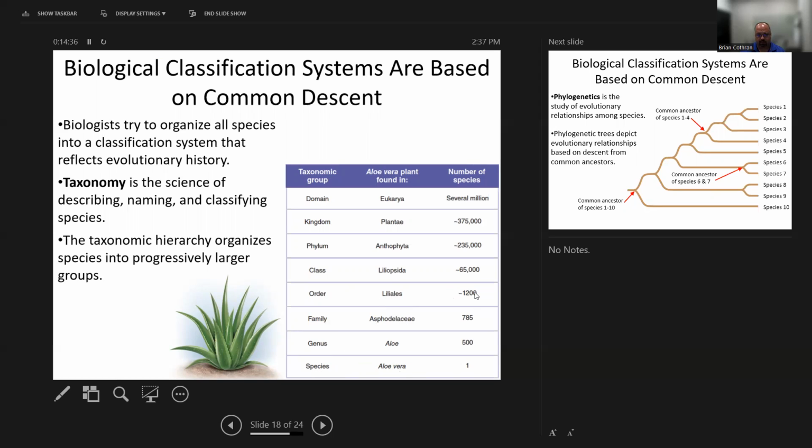Orders of the lily, around 1,200. Class, around 65,000. The phylum, around 235,000. Kingdom, they're in the plant kingdom, roughly 375. And eukarya, which means they have a nucleus, there's several million in that. So you start with domain, go all the way to species.